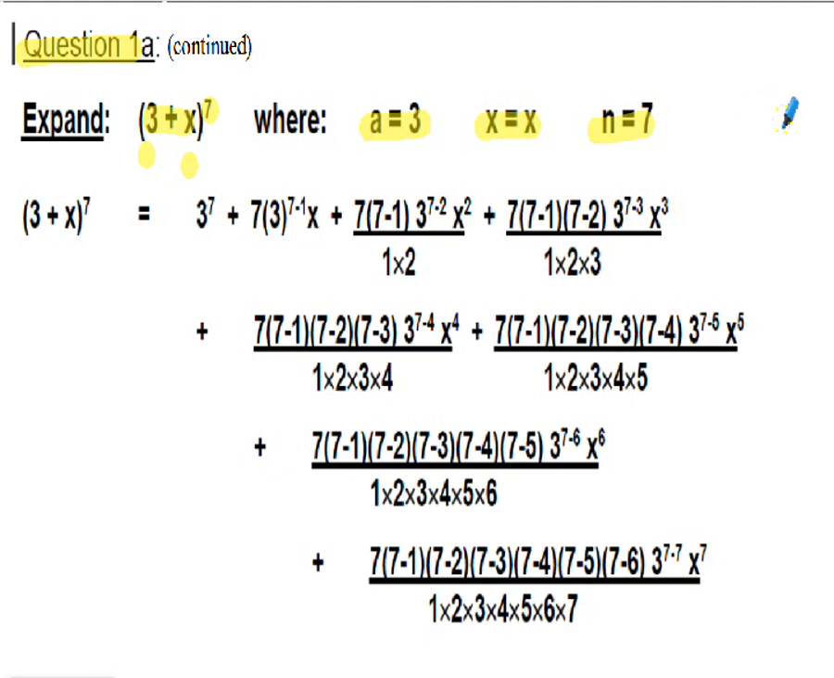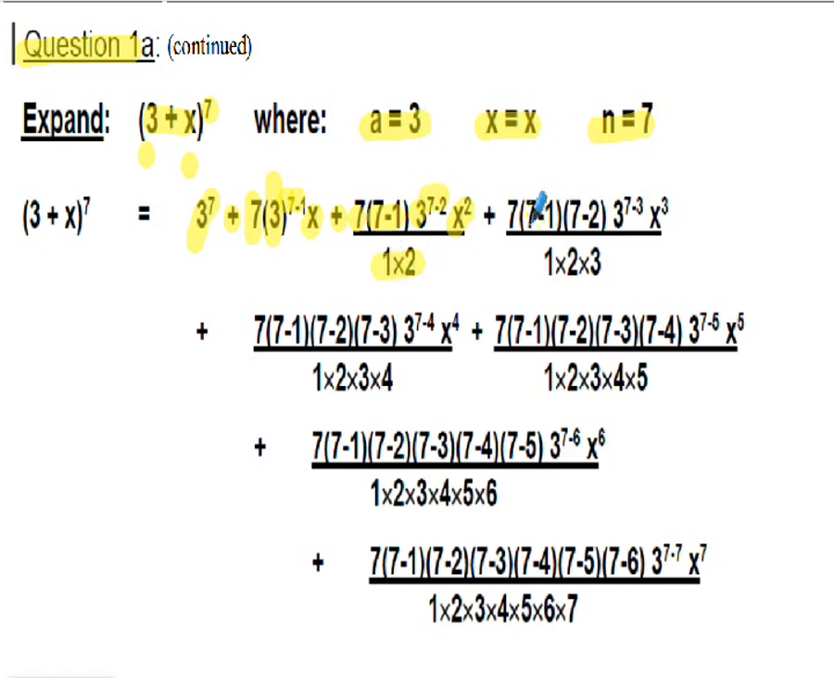All I do now is put the values of a, x, and n into the generic equation on the previous slide. So the first term is a to the n, so that becomes 3 to the power of 7. I add to that n times a to the n minus 1 times x. So in this case that will be 7, which is the n. The a is 3, the n is 7, take away 1. That's multiplied by the x, which is x. Plus the next term, I've got n multiplied by n minus 1, so it's 7 multiplied by 7 minus 1, and that's a to the power of n take away 2, and that's x to the power of 2 over factorial 2.